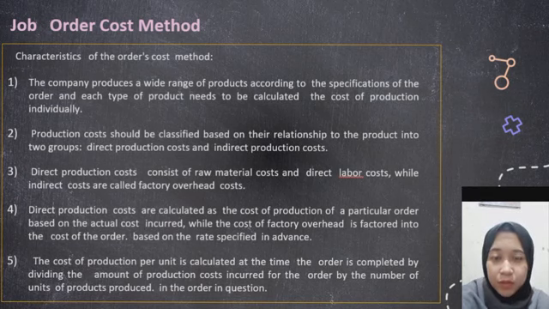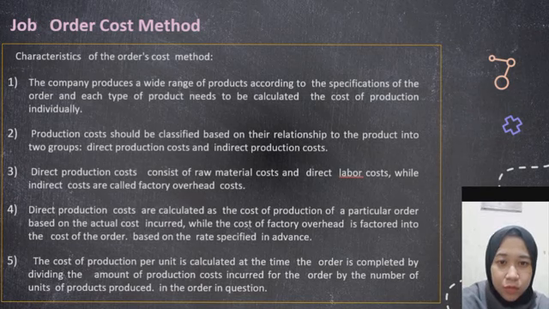2. Production costs should be classified based on their relationship to the product into two groups, direct production costs and indirect production costs. 3. Direct production costs consist of raw material costs and direct labor costs, while indirect costs are called factory overhead costs. 4. Direct production costs are calculated as the cost of production of a particular order based on the actual cost incurred, while the cost of factory overhead is factored into the cost of the order based on the rate specified in advance. 5.